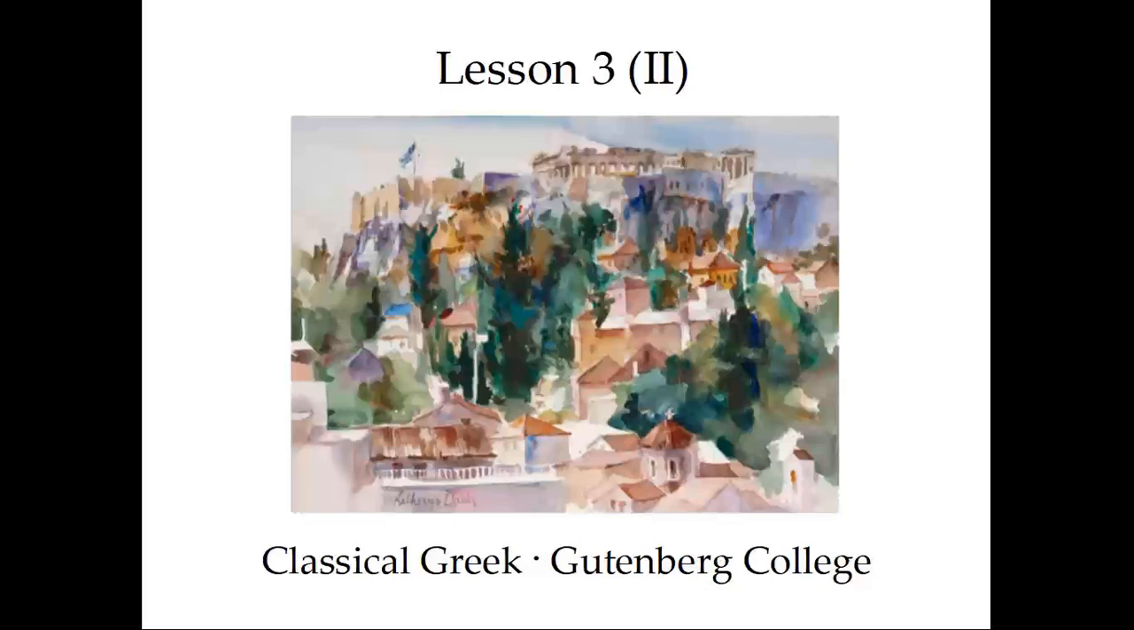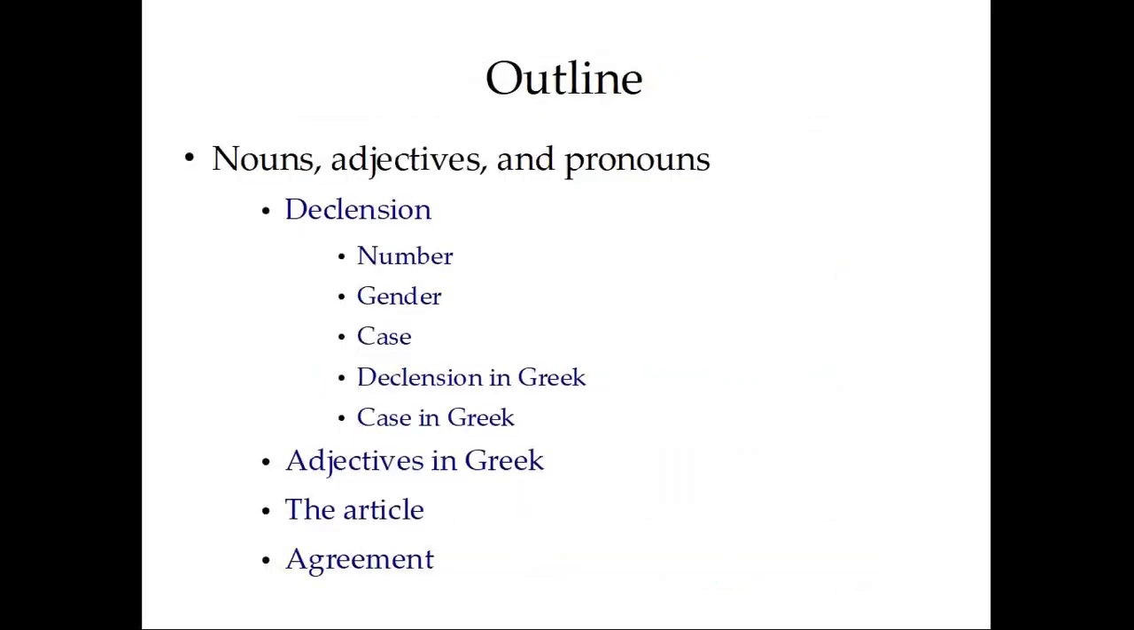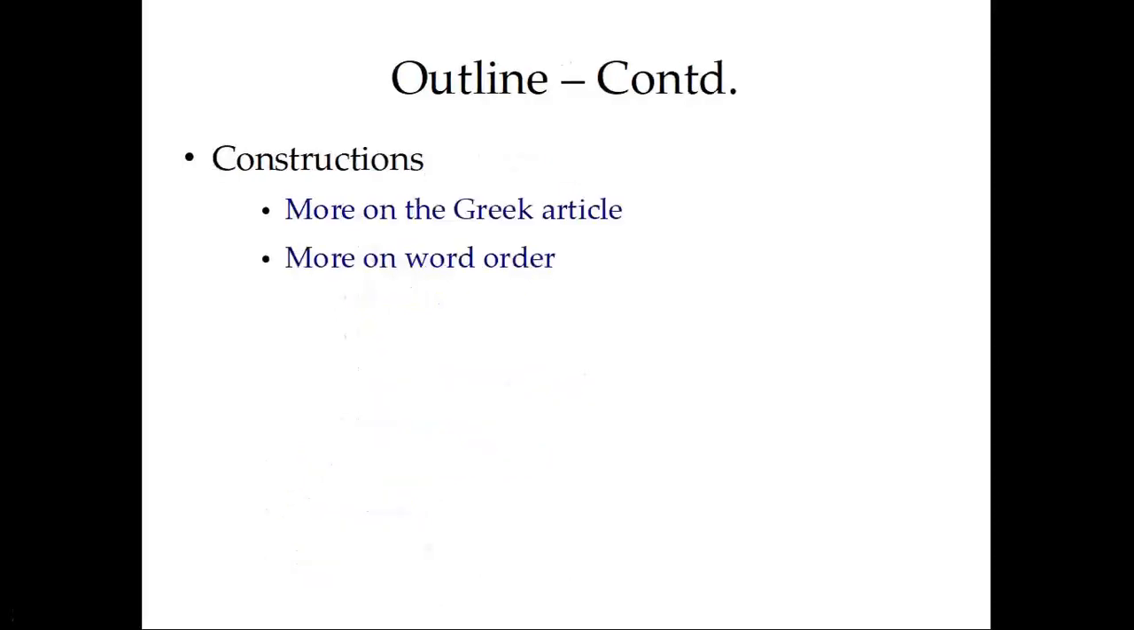Lesson 3, Section 2. In this presentation, we'll be talking about nouns, adjectives, and pronouns. We'll talk about declension, which is the inflection of nouns, etc., and some subtopics there. Then we'll turn to adjectives in Greek. We'll talk about the article. We'll discuss agreement. And then we will end with some discussion of different kinds of constructions in Greek. More on the Greek article and more on Greek word order.